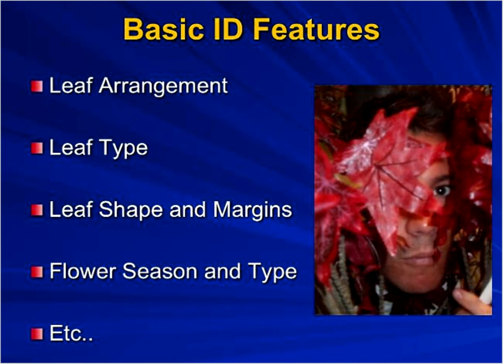So the basic ID features, leaf arrangement, we're all familiar with opposite and alternate, and whorled, the whorled being 3 or more leaves per node, such as the Nerium oleander. If you see that, of course, that's very, very unique and unusual. Leaf type. That goes back to the example I gave you of only 14 plants of the 189 on the CPP list have compound leaves as opposed to simple leaves. So that's a good thing, making sure you're aware of what is a simple versus a compound leaf.